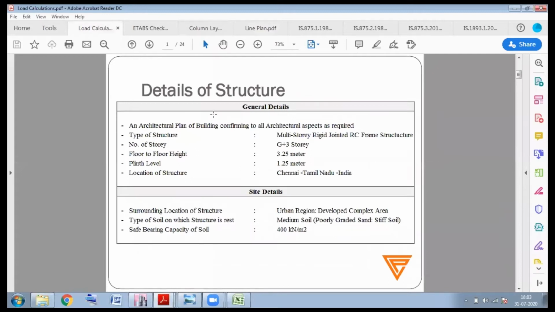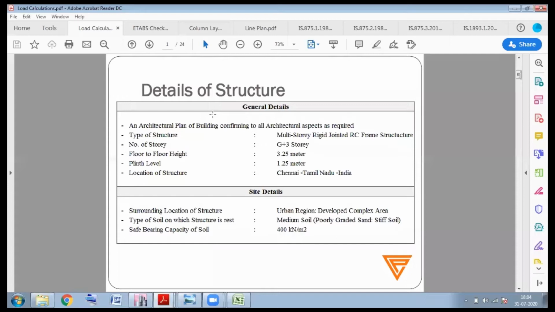As per the structure, I have some basic details, that is an architectural plan of the building conforming to all architectural aspects required. The first one is the type of structure. Here our type is a multi-story rigid jointed RC framed structure, and the number of stories is G+3: ground floor plus first, second, third floor. The floor to floor height is 3.25 meter, and the height of the plinth level is 1.25 meter. These are the important data we require before starting the software.